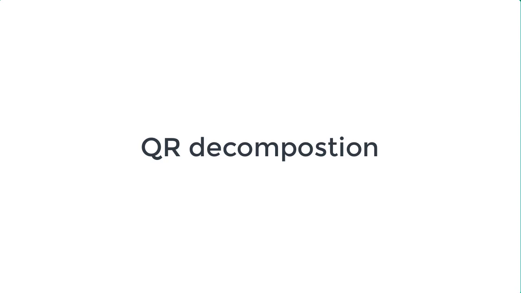QR decomposition, how Gram-Schmidt gives an upper triangular matrix. So reviewing our Gram-Schmidt, starting with a vector, I just scale it for unit length.